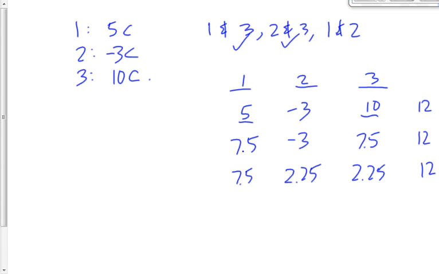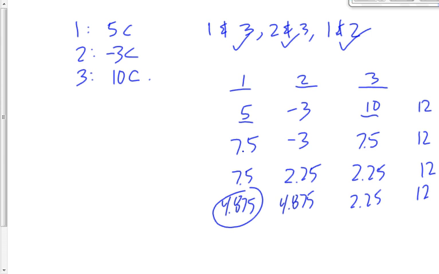Finally, 1 and 2 touch each other, 7.5 and 2.25. That gives me 9.75. 4.875, 4.875, and the last one's going to be 2.25. If we add those up, 4.875, 4.875, 2.25, we end up getting 12. So what's the final charge on all 3 of these? 4.875 coulombs, 4.875 coulombs, 2.25 coulombs. Make sense?